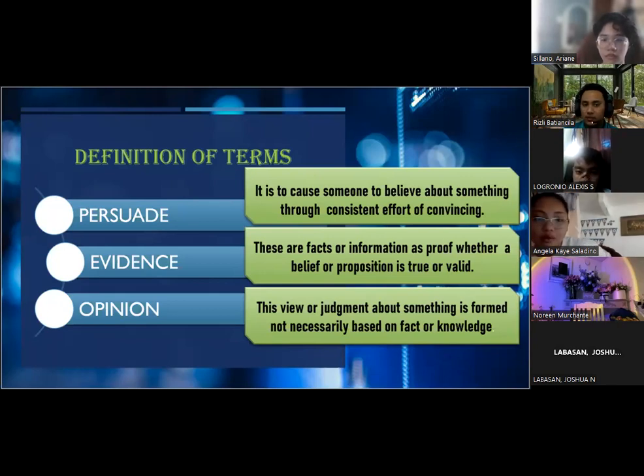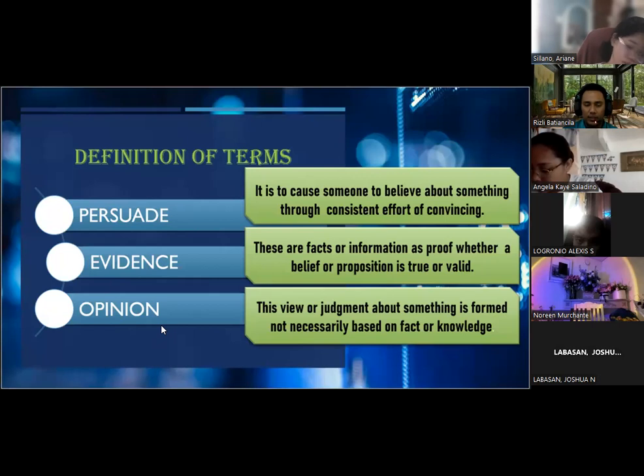Next are evidences, or evidence. So these are facts or information as proof whether a belief or proposition is true or valid. So patunay na to. These evidences are the proof of the reasons, of the arguments, of the opinion that you're going to give. Okay? So of course, para mas maging strong yung ating argument, yung mga opinions and reasons given, it must be backed up with evidences from valid and credible sources.